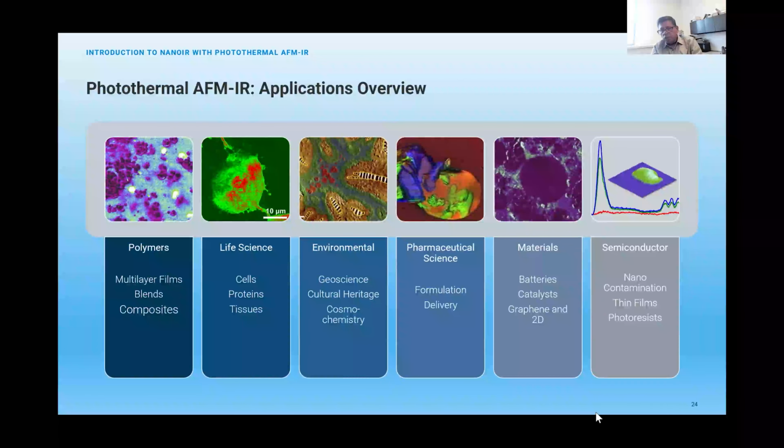Sample preparation is not an issue here. When it comes to nano IR with the Raman system, sample prep is pretty critical. But in this case, preparation is not, because the laser is coming from the top, so sample thickness doesn't matter here. But we cannot do things in liquid.